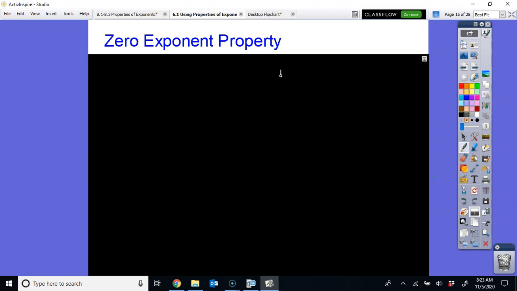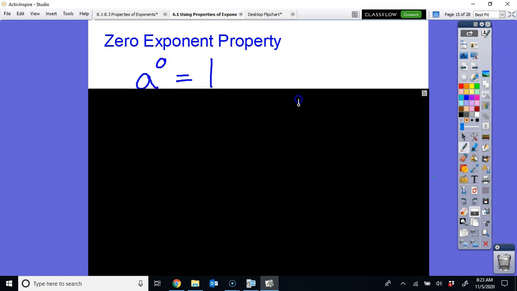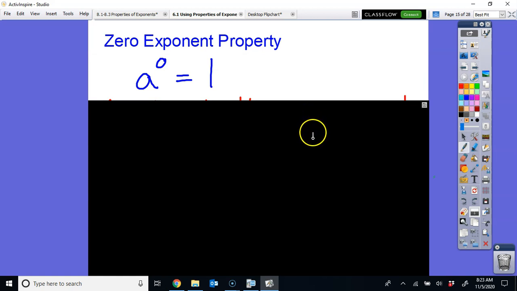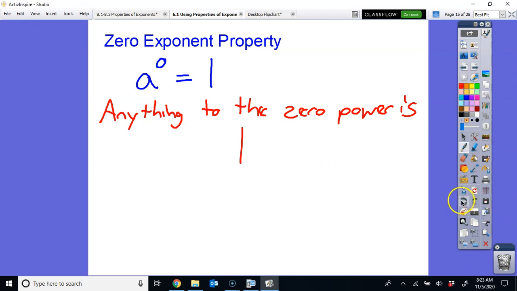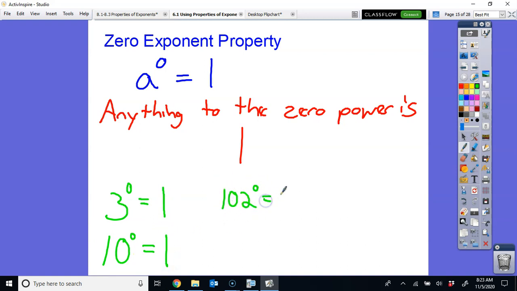All right, so this one is called the zero exponent property. I know I said the product of powers property, the first one we did, is probably the easiest one, but this one is probably the easiest. It's just not used as much. It's exactly what it sounds like: if you have something raised to a zero power, notice anything raised to the zero power is 1. I don't know of another easier way to say that. Sorry. But if you have 3 to the 0 power, it's 1. If you have 10 to the 0 power, it's 1. If you have 102 raised to the 0 power, it's 1.